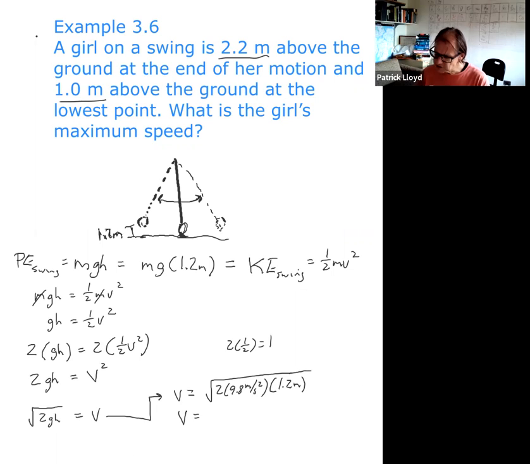Okay, so let's go ahead and calculate that. 2 times 9.8 times 1.2, take the square root. 4.85 meters per second. Okay.